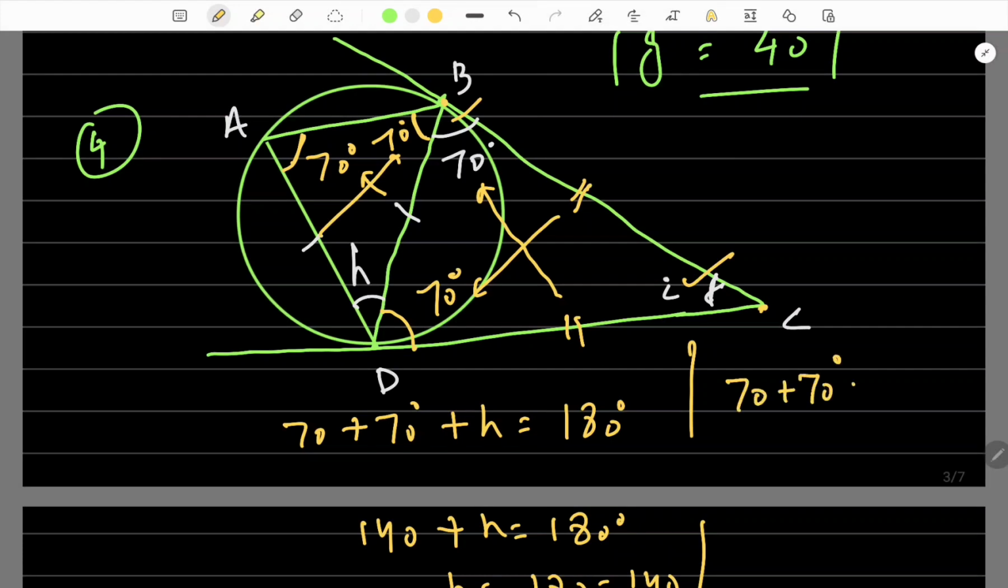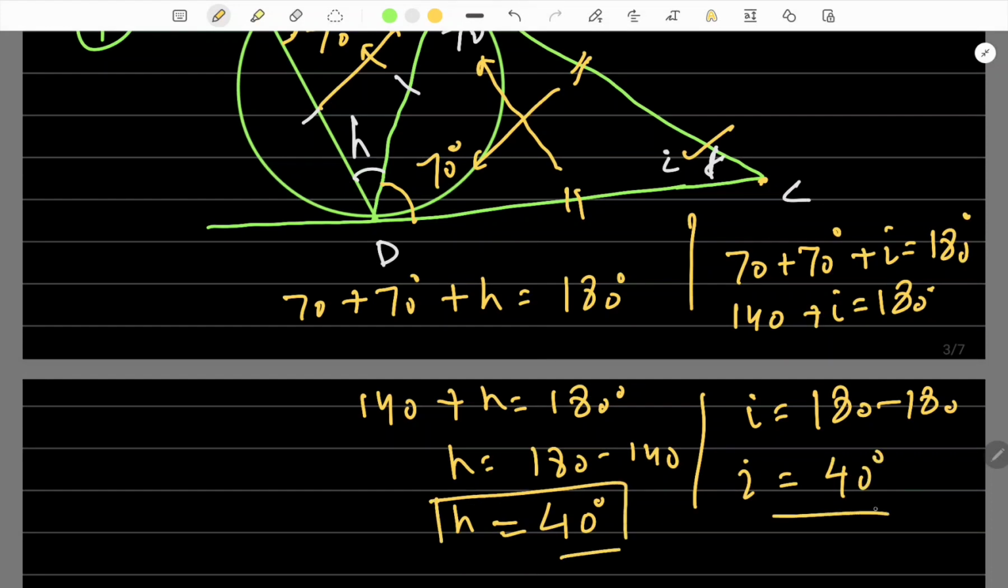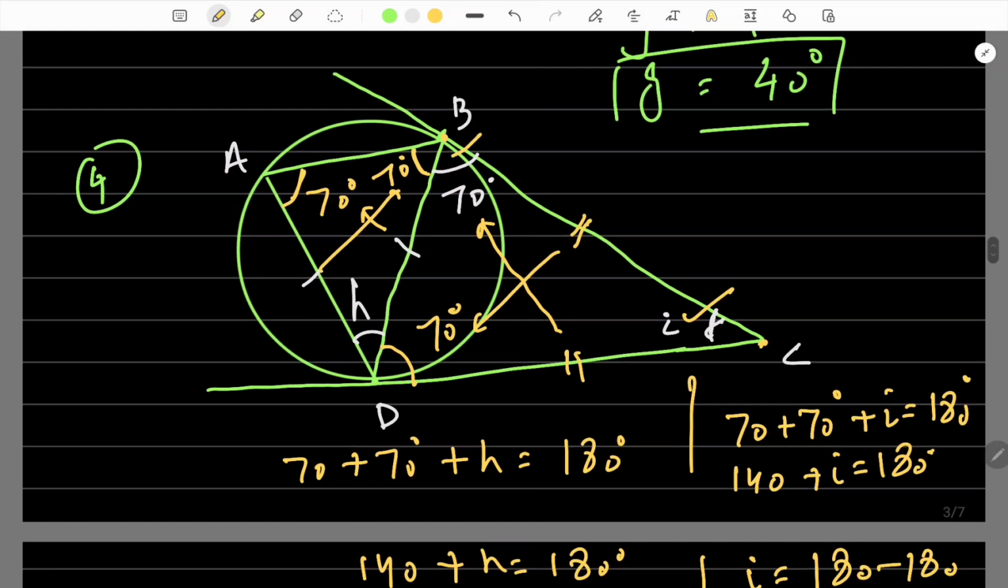70 plus 70 plus I is equal to 180. So beta 140 plus I is equal to 180, so angle I also, beta, कितना हो गया? 140 जाके subtract हो जाएगा, angle I will also be equal to 40 degrees. Clarity beta? Any questions? Very simple if you just apply the properties, right?